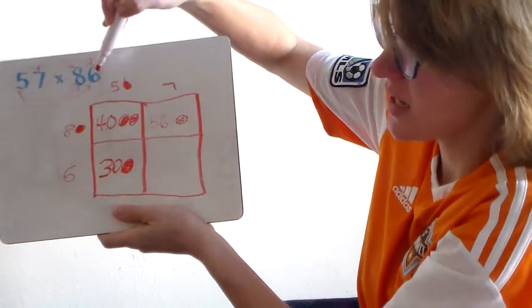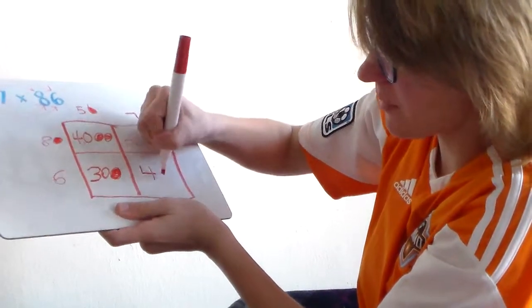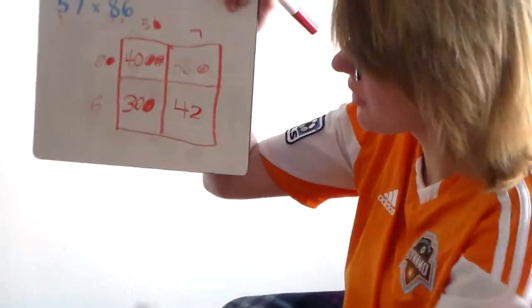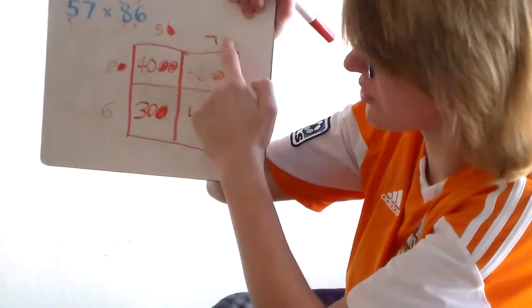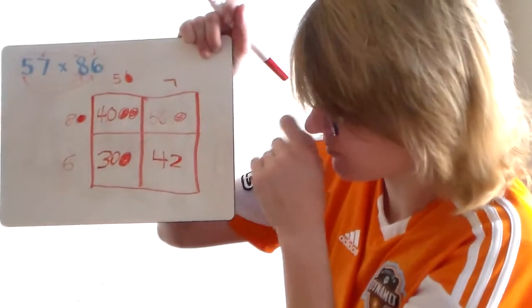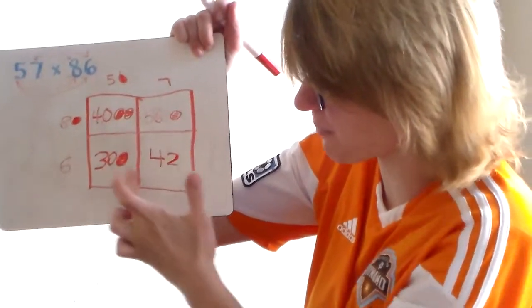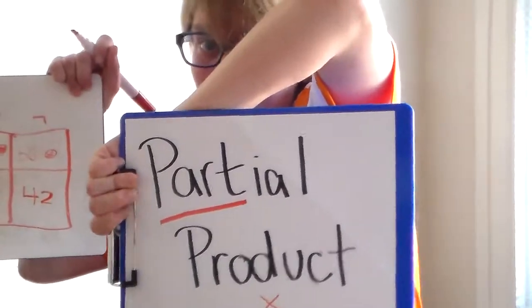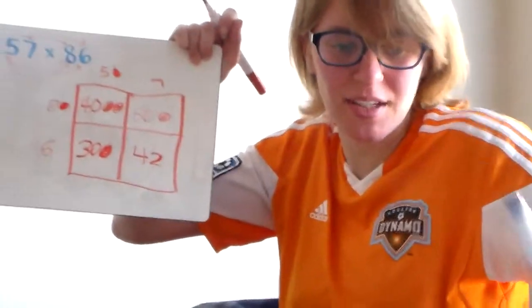Now the final numbers we need to multiply are the 7 times the 6. 7 times 6 is 42. And then I'm thinking, do I need to put a 0 here? Well, there's no 0 on this number and there's no 0 on this number. I don't actually have to put a 0. Now I just have 42. So now I'm thinking, okay, I have 4 separate products, 4 partial products. So what I want to do is bring them all together.